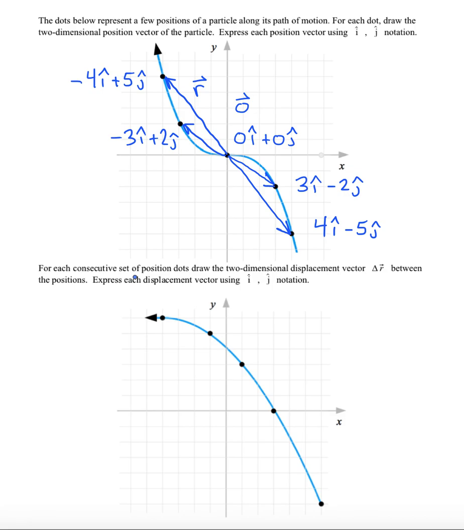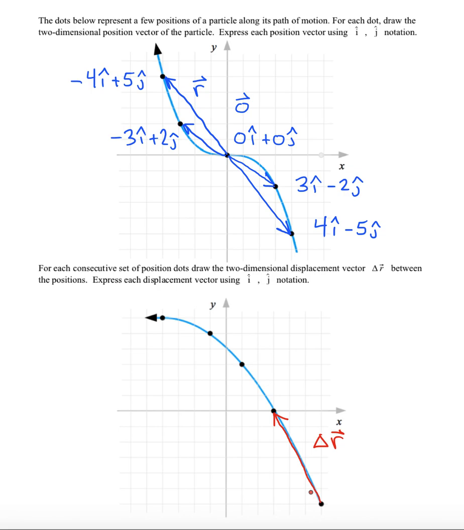Next, for each consecutive set of position dots, draw the two-dimensional displacement vector delta r between those positions. And we want to, again, express each displacement vector using ij notation. So we're making a displacement vector here now. We're not going to start at the origin. We're going to start at one of the points and go to a new point. And that will have the letters delta r rather than just r.